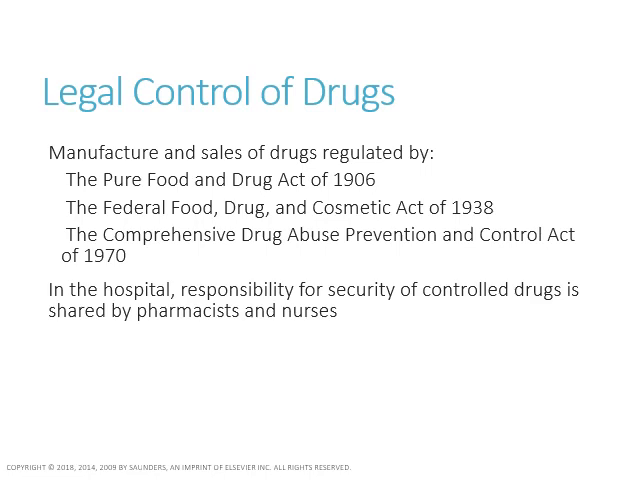Legal control of drugs in a clinical setting includes security of controlled drugs. That is the nurse's and the pharmacist's responsibility. The manufacture and sales of drugs are regulated by the Pure Food and Drug Act of 1906, the Federal Food, Drug, and Cosmetic Act of 1938, and the Comprehensive Drug Abuse Prevention and Control Act of 1970. In the hospital, responsibility for security of controlled drugs is again shared by pharmacists and nurses.